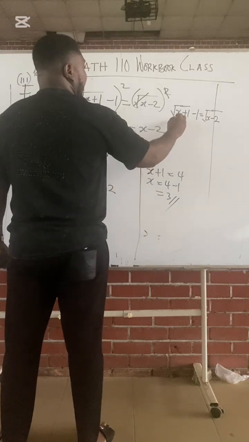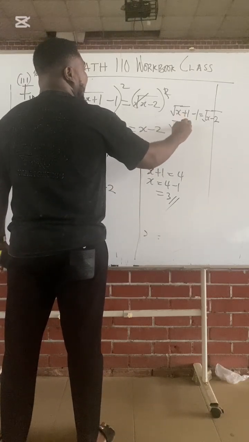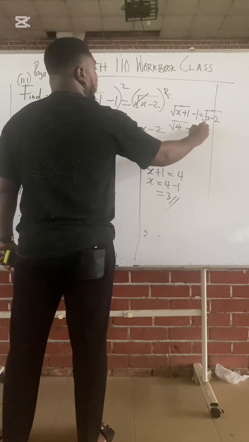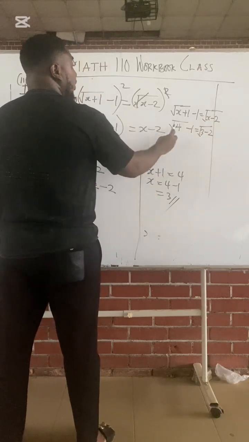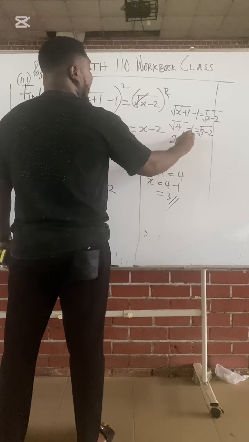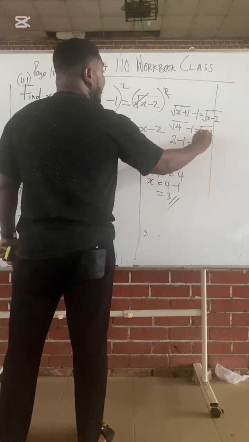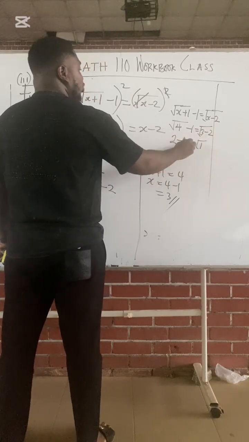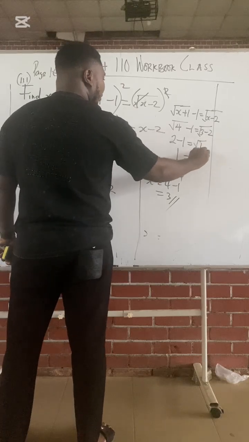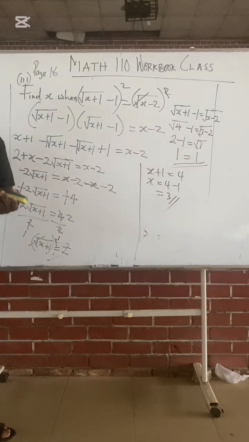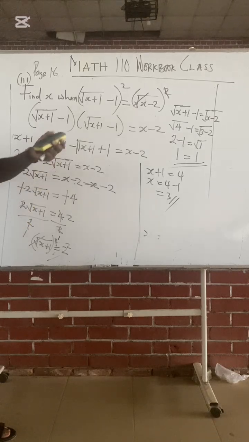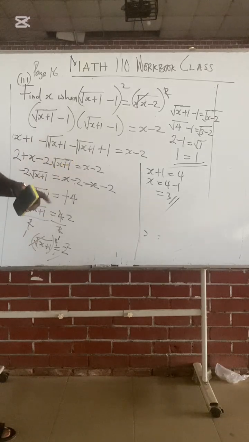Replace x with 3. Root of 3 plus 1, minus 1 equals root of, what's x? 3 minus 2. Square root of 4, 2, minus 1 equals root of 3 minus 2, is root 1. What's 2 minus 1? What's square root of 1? See that we are correct? Equation is the easiest thing to do because with your answer you can check if you are correct or wrong.